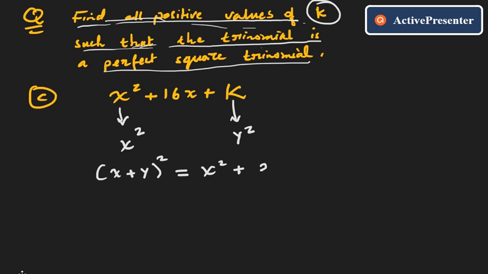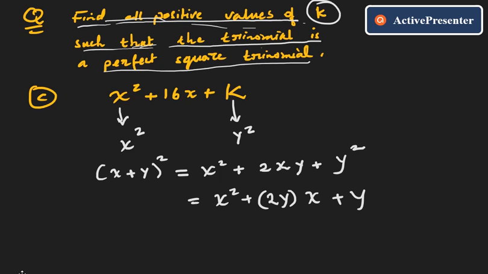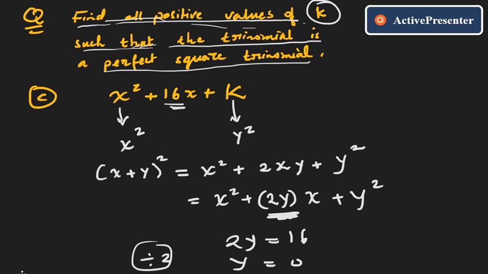This means 2xy plus y squared, right? So now we can say that this can be written as x squared plus 2yx plus y squared. So 2y here is 16. 2y equals 16. Now divide both sides by 2, you will get y equals 8.